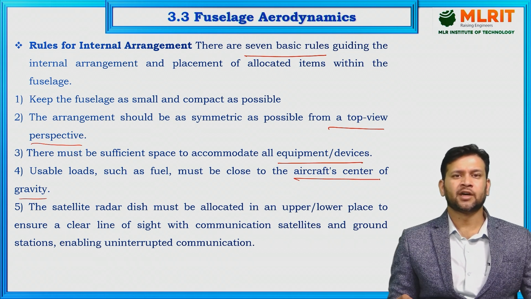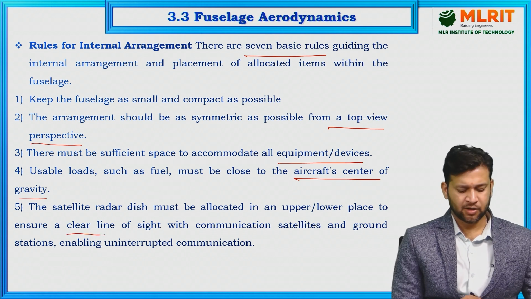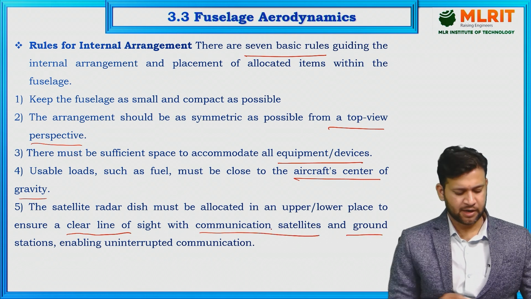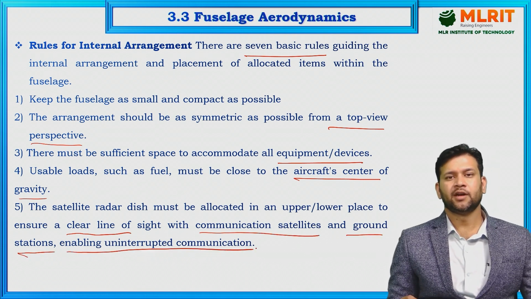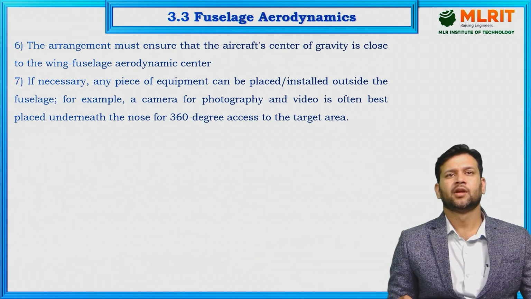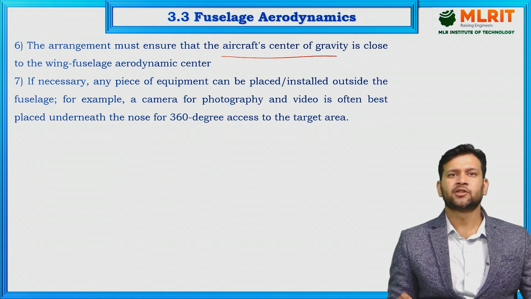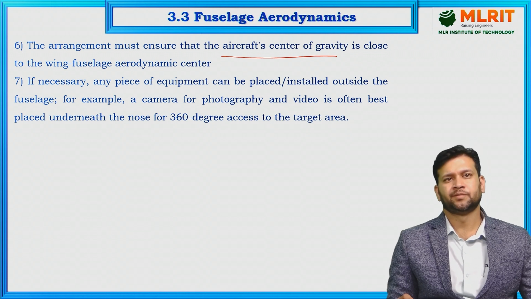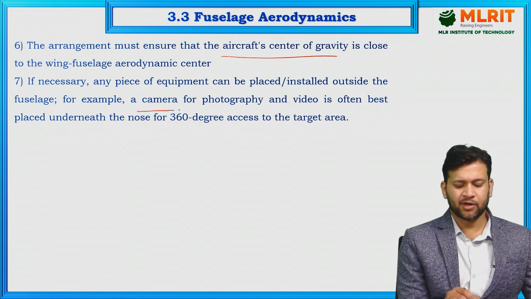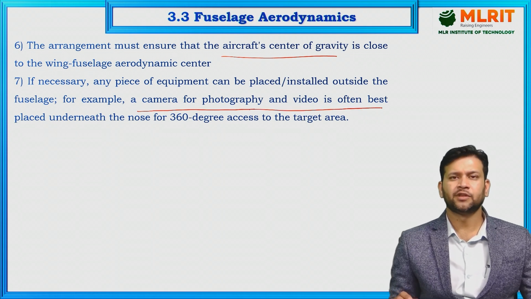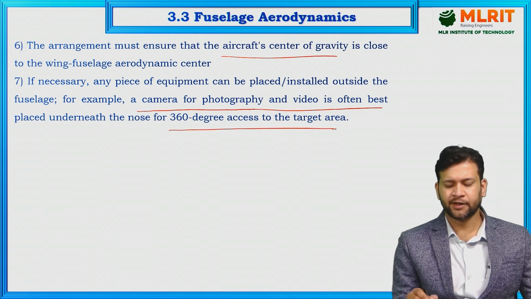The satellite radar dish must be allocated in an upper or lower place to ensure a clear line of sight with communication satellites and ground stations, enabling uninterrupted communication. The arrangement must ensure that the aircraft's center of gravity is close to the wing fuselage aerodynamic center. If necessary, any piece of equipment can be placed or installed outside the fuselage. For example, a camera for photography and video is often best placed underneath the nose for 360-degree access to the targeted area.